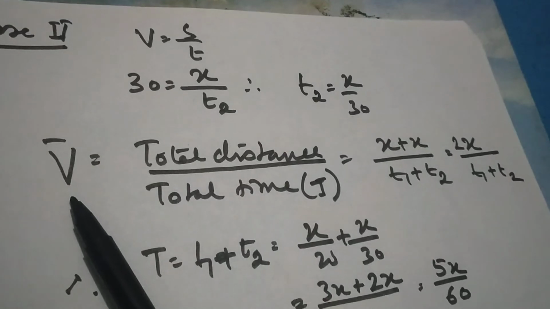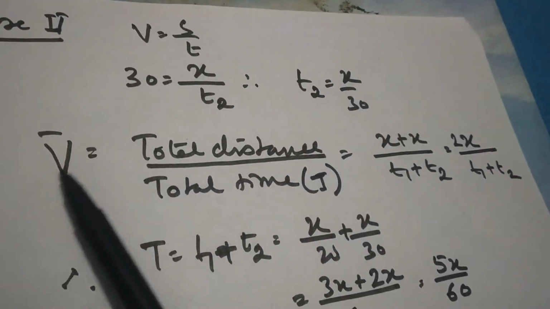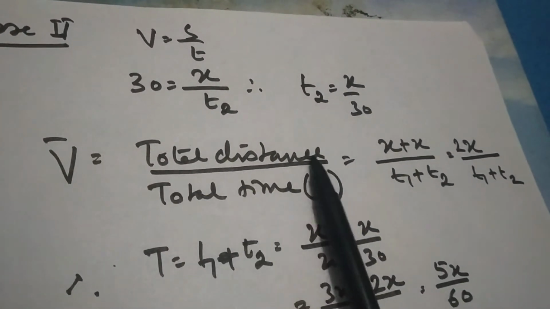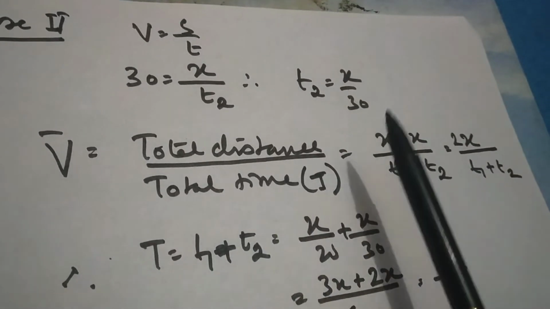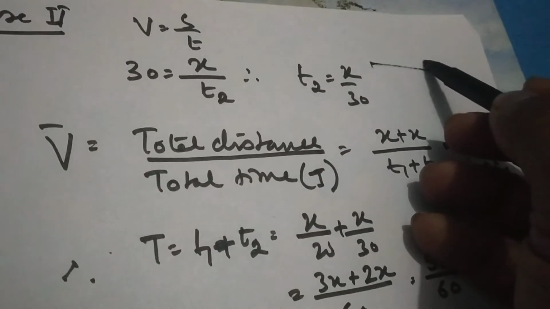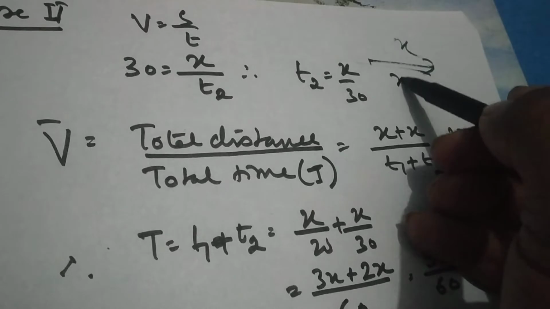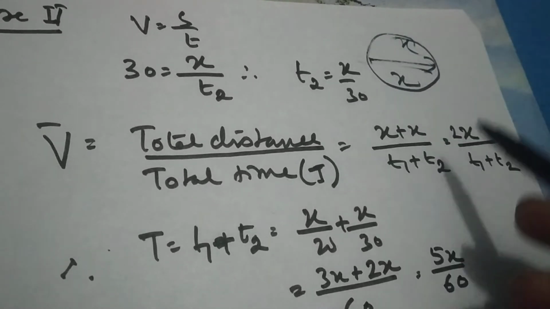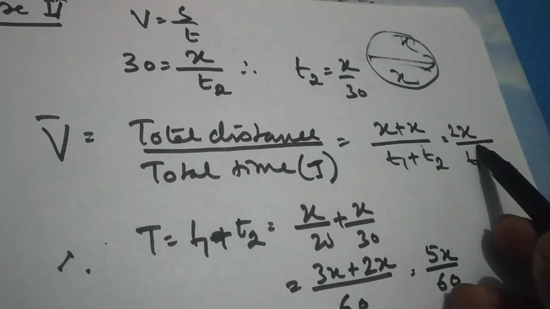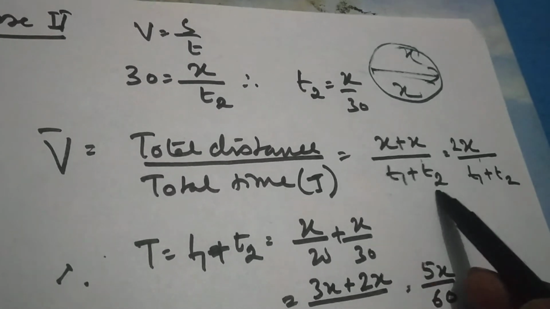So it is the average speed that we want to find. You write v bar, that is average speed, total distance upon total time. So if Abdul goes x and comes back x again, what is the total distance? The total distance will be x plus x, 2x. Time will be t1 plus t2.